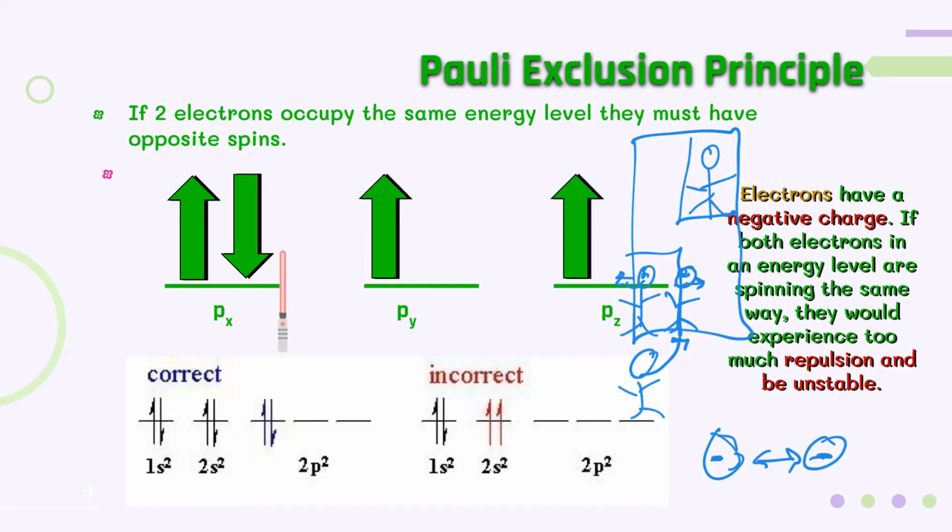If we look over here with our correct and incorrect representations, this is correct because one is spinning up and the other one is spinning down. Spin up, spin down, spin up, spin down. Over here, the incorrect one, it's incorrect because in this 2s orbital, they're both spinning up. If that was the case, they would repel each other and become unstable.